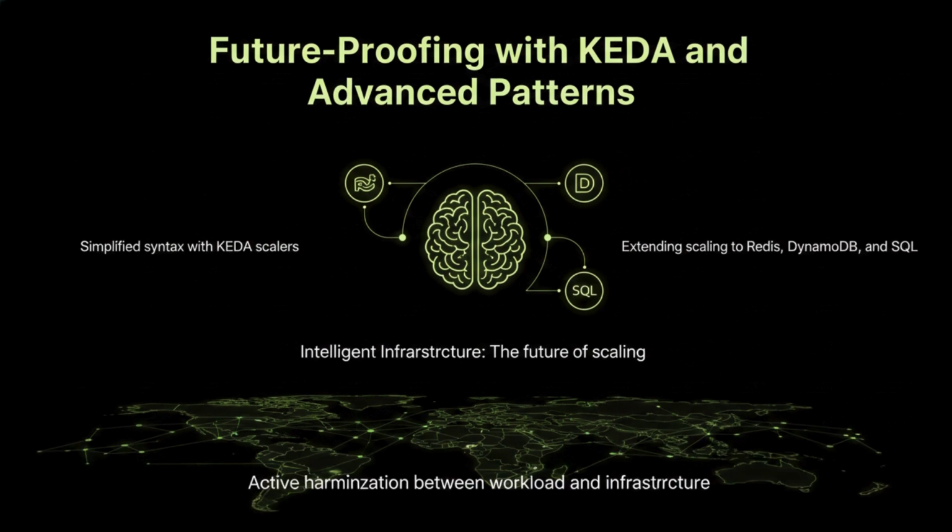As we conclude, remember that custom metrics are the foundation of intelligent infrastructure. While the Prometheus Adapter is powerful, modern architects are increasingly looking at KEDA for its simplified syntax and vast library of scalers. Whether you are scaling based on Redis streams, AWS DynamoDB streams, or even custom SQL queries, the principles remain the same. Extract the metric, expose it via the API, and define stable scaling policies. By mastering these patterns, you ensure that your global systems are not just running on Kubernetes, but are actively harmonizing with the workloads they support.